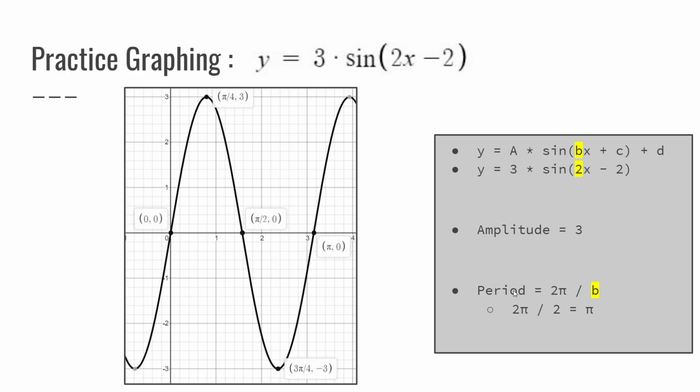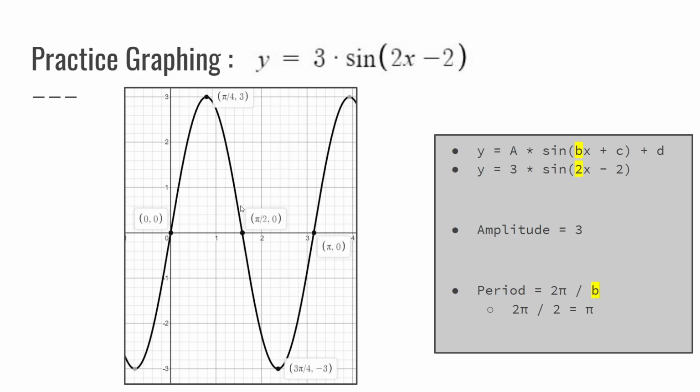Moving on to the period. Remember, to find the period, it's 2 pi, which is the base period, over the coefficient of x. In this case, our coefficient of x is 2. So we just do 2 pi divided by 2 to get pi as our period, right? And we know to divide by 2 because it's right here, just the coefficient of x. So 2 pi over 2 equals pi. Now we know the period is pi.